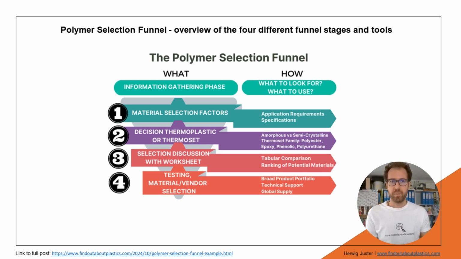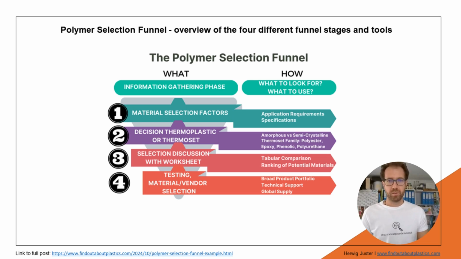And to make it systematic, we will use the so-called polymer selection funnel method. It's a 4-step process. And the base step is an information gathering phase. So we get all kinds of information on the part, on the application requirements, already some material ideas and so on. But the first major step is the material selection factors. So there we turn the application requirements into material property data. This is the first phase.